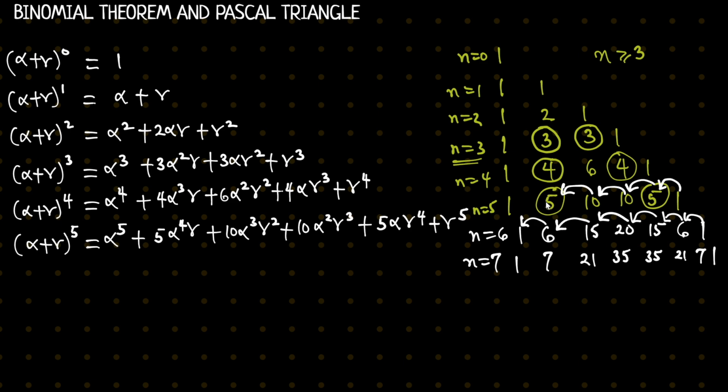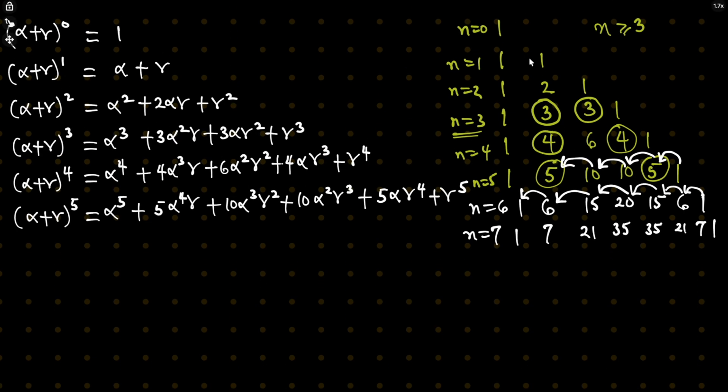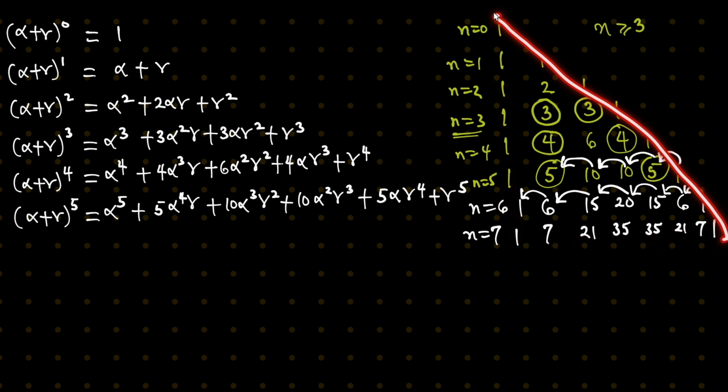This pattern is what we refer to as Pascal's triangle. As you can see, it forms a kind of triangle from that point of view. Now we're going to be using this Pascal's triangle to expand subsequent binomial expressions in the next chapter.